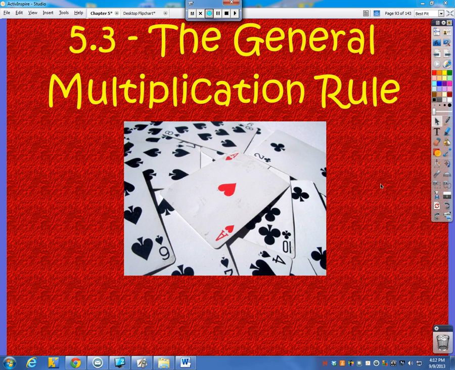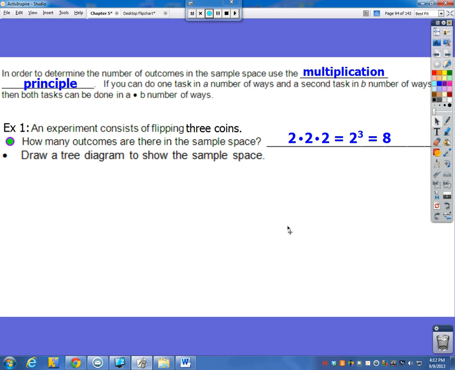Video number 3, which is lesson number 4 in chapter 5, we're going to be talking about the general multiplication rule. We've talked about this in the past, especially in the second video when we covered probability models: in order to do multiple tasks in various numbers of ways, to determine the total number of outcomes possible, you just multiply them, and that is what is called the multiplication rule.